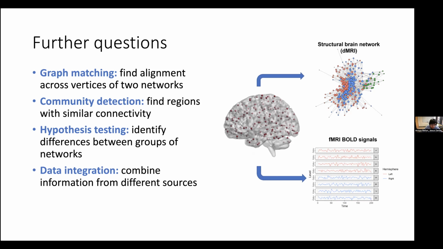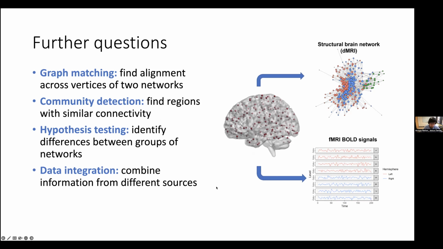We can also try other problems such as community detection, in order to partition the brain into smaller regions that are related to certain characteristics of the network. We also have hypothesis testing questions, in which we want to identify differences between groups of networks. For example, we may wonder whether people at a certain age have certain connectivities compared to people as they get older. For that, we need to do careful analysis of these networks.